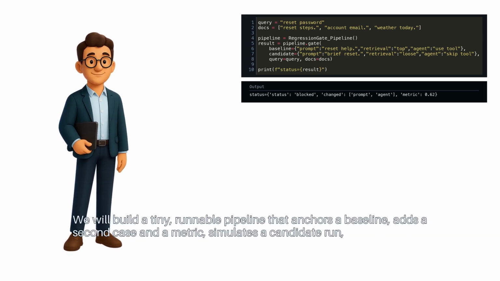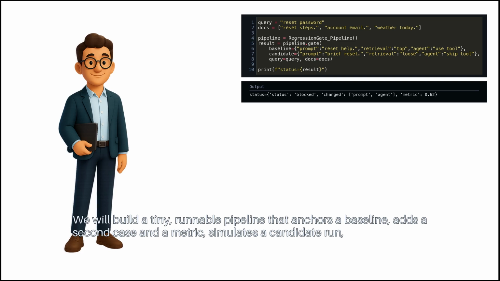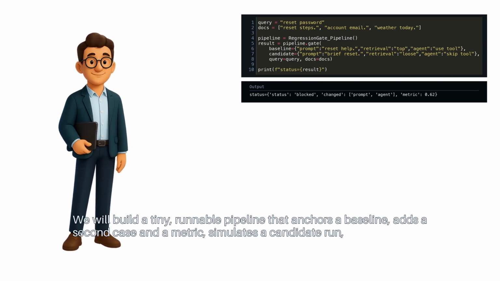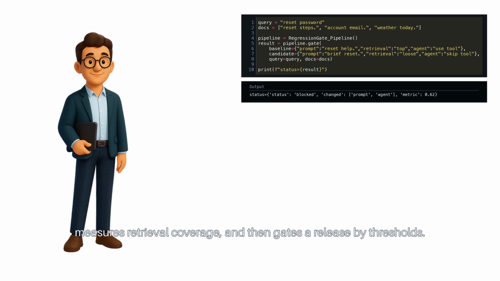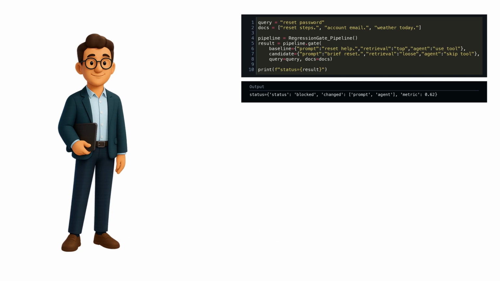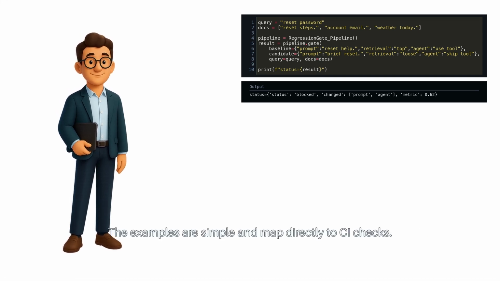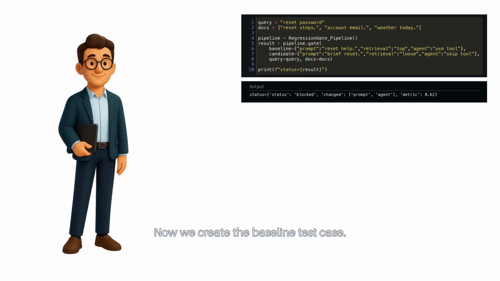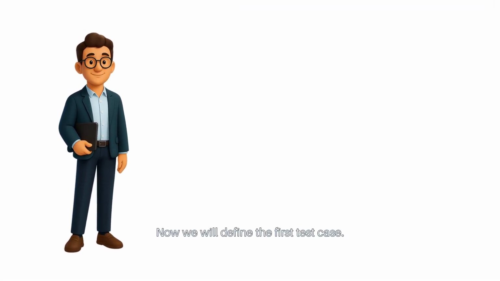We will build a tiny, runnable pipeline that anchors a baseline, adds a second case and a metric, simulates a candidate run, measures retrieval coverage, and then gates a release by thresholds. You do not need deep systems knowledge. The examples are simple and map directly to CI checks. Now, we create the baseline test case. Now, we will define the first test case.